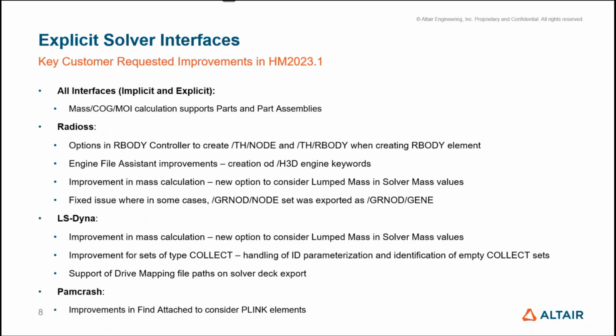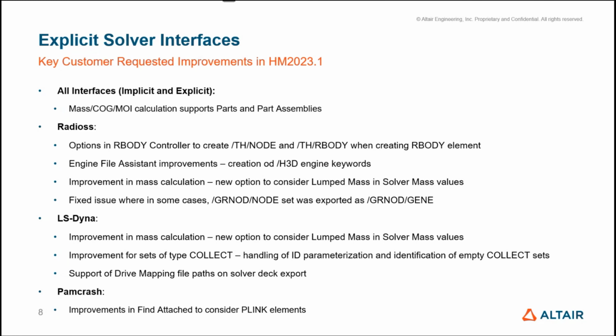As part of the 23.1, I'm just putting here some of the key customer requests and improvements that have been released in this version. So we have at the beginning for all the interfaces, actually not just for the explicit interfaces, but implicit as well, as part of the mass and COG calculation, we now support part and parts assemblies.